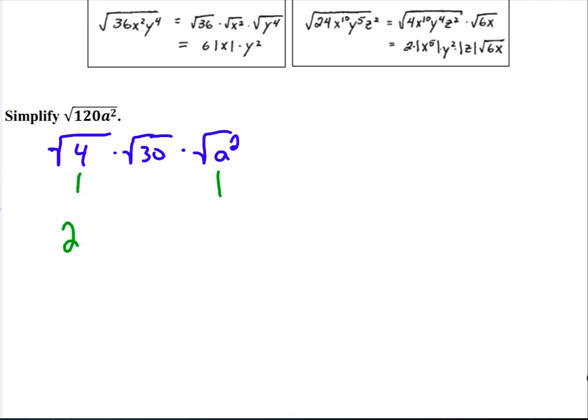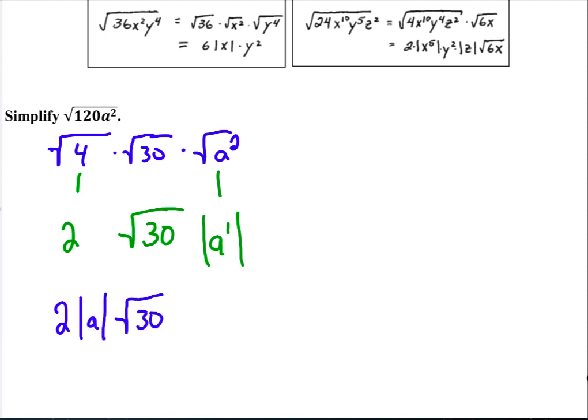The square root of a squared is a, but since it's just a to the first, I'm going to put in absolute value symbols. And then square root of 30, 30 doesn't have any perfect squares, so it's going to stay square root of 30. When I write it, I'm going to take everything that's outside of the radical up front, so 2 times the absolute value of a, and then times my radical, times the square root of 30.